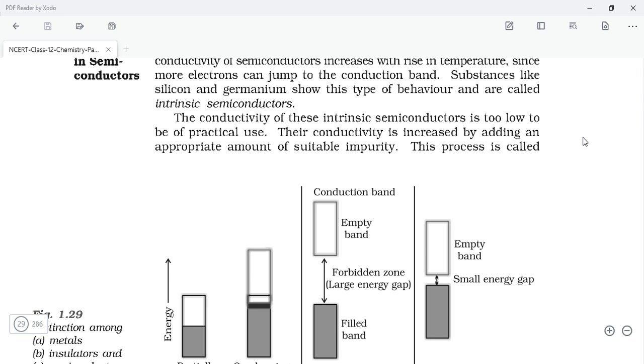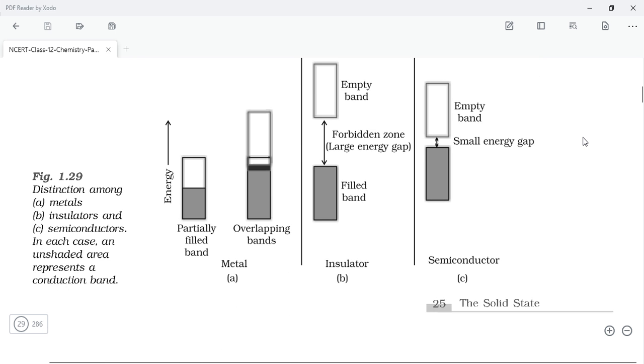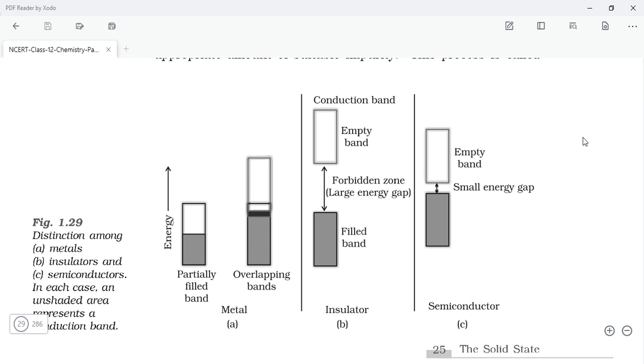The conductivity of these intrinsic semiconductors is too low to be of practical use. Their conductivity is increased by adding an appropriate amount of suitable impurity. This process is called doping.